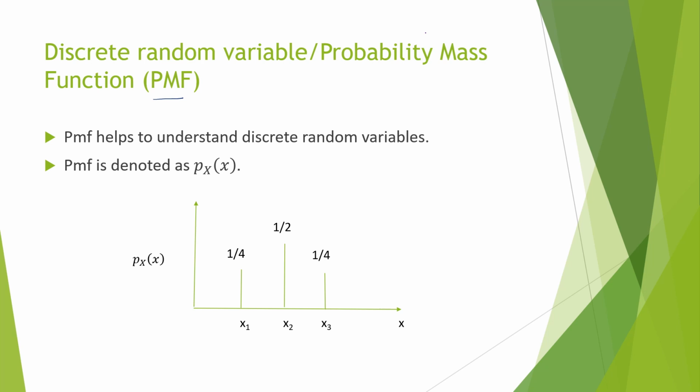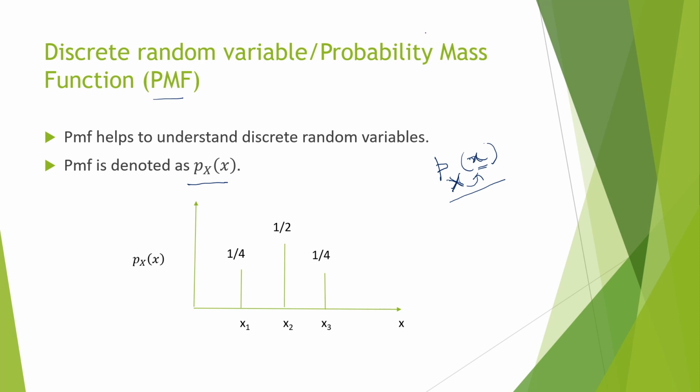It is indicated as P_X(x), small p, capital X within brackets small x. Now how to understand this? This is the probability that the random variable X takes on the value small x. The capital X indicates the random variable and small x is the value taken by the random variable capital X.